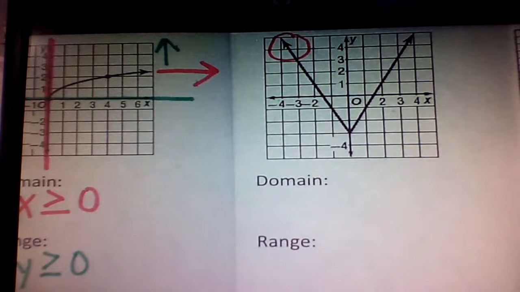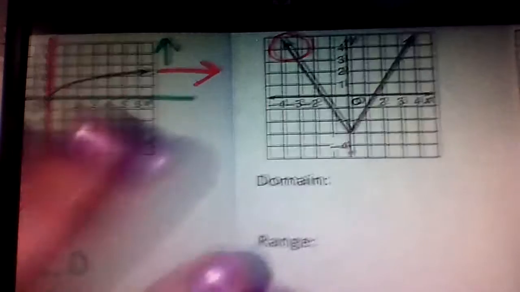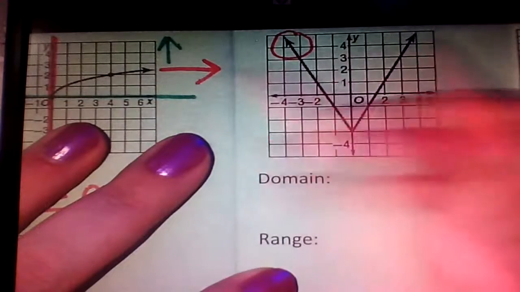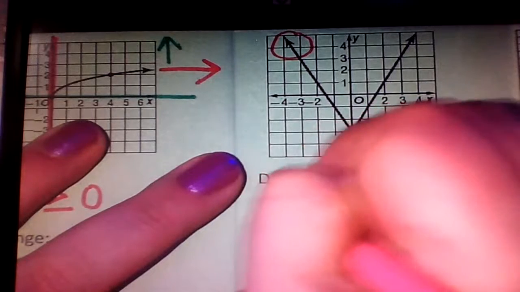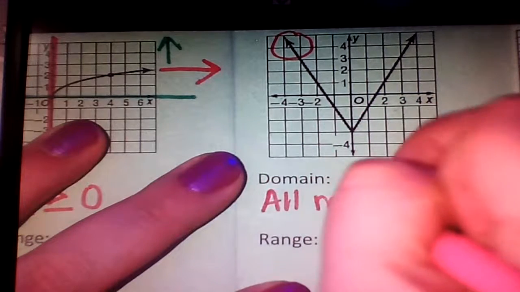What's it doing on the right? It's also going to continue going to the right. So no matter what X value I put in, whether it's negative 128 up to, it could be 7,864, I will always have an answer. There will always be an answer. So your domain, when it continues to go in both directions, is all real numbers.